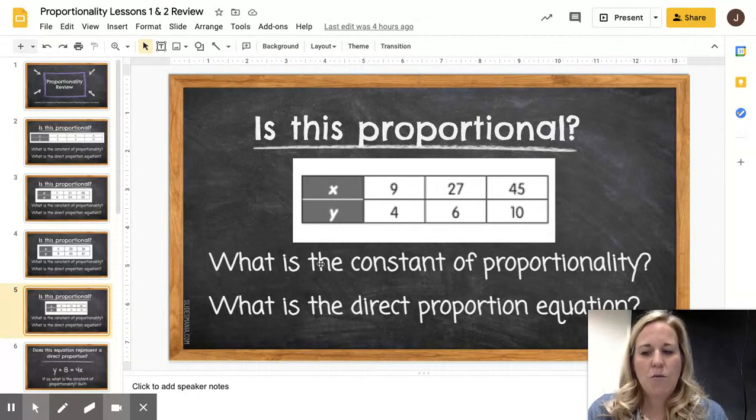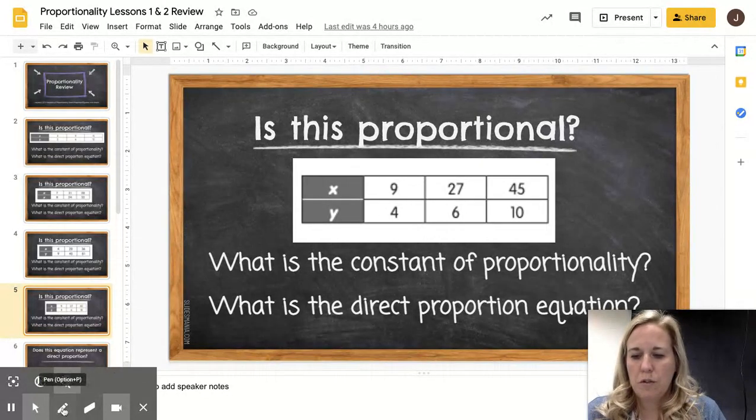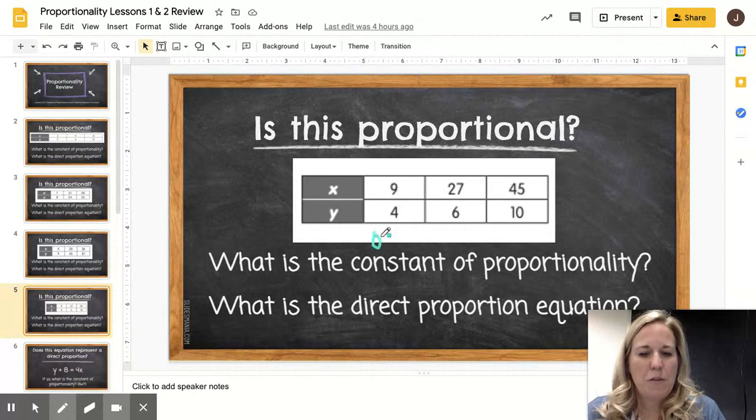All right, let's check it out. So here I have y divided by x. So I have 4 divided by 9. When I do this, I get 0.4 repeating.